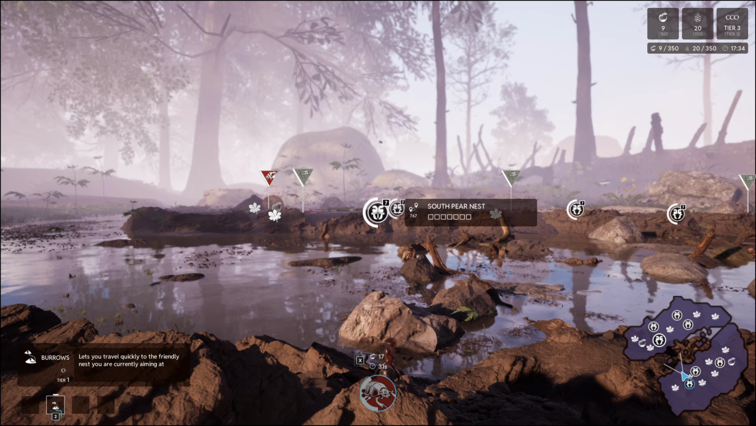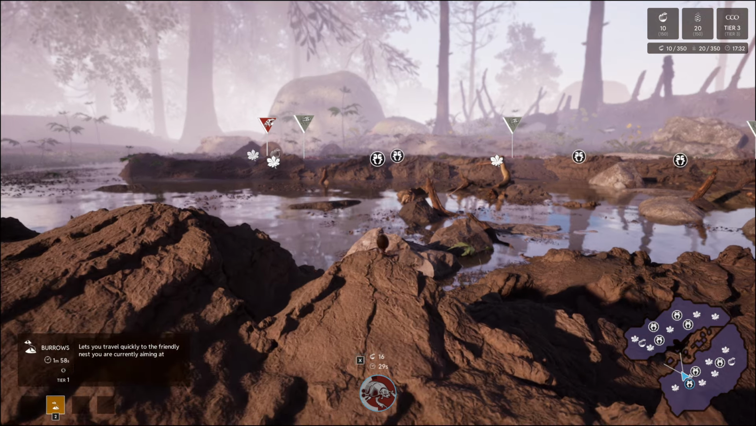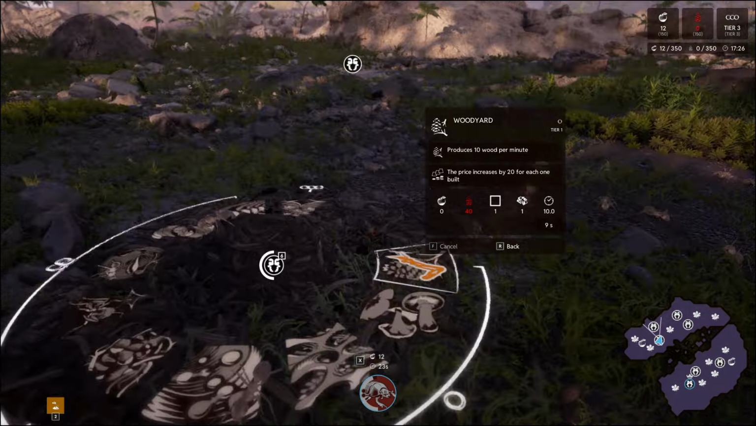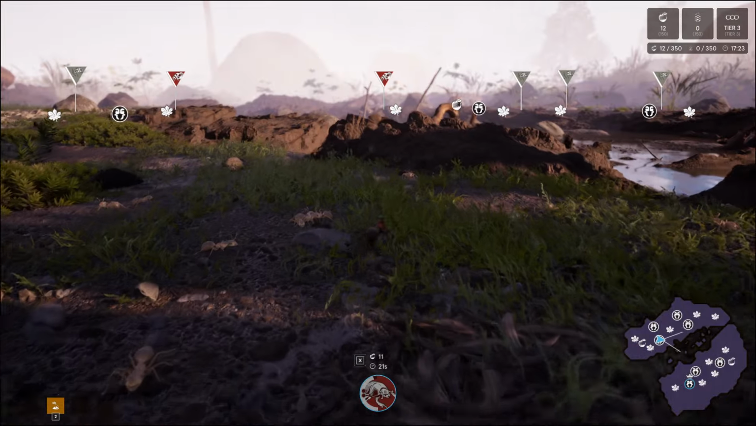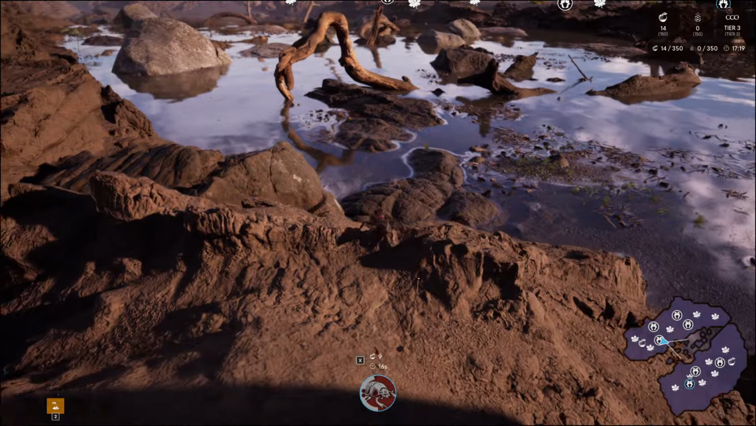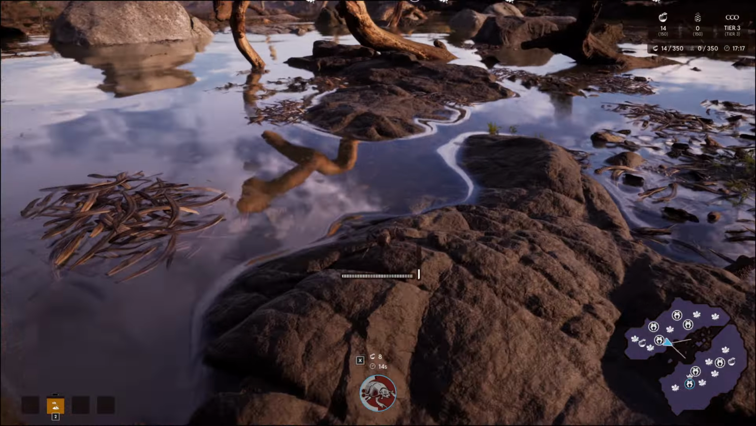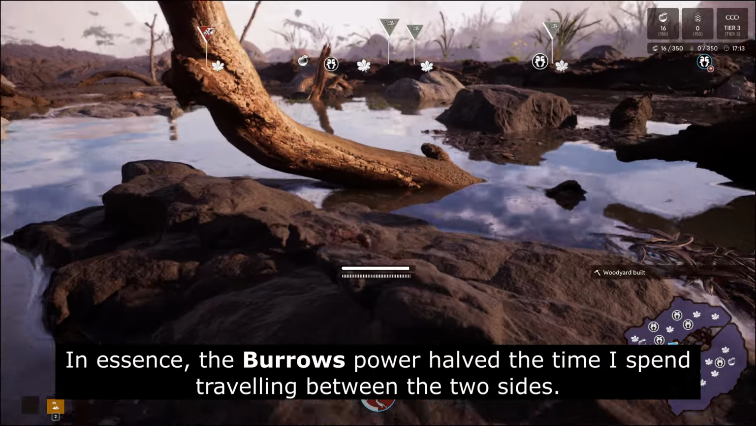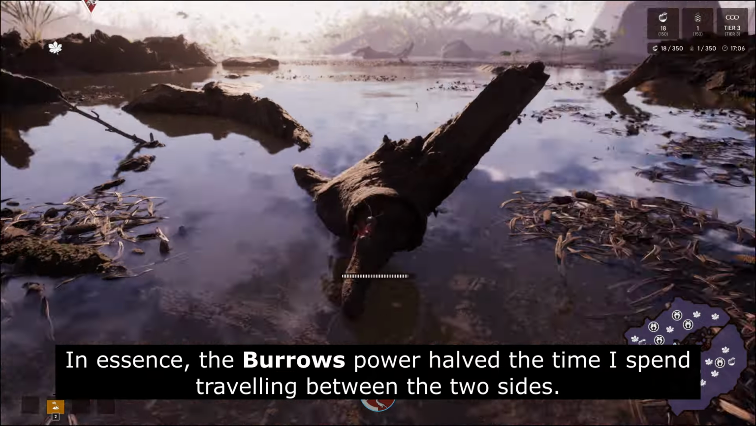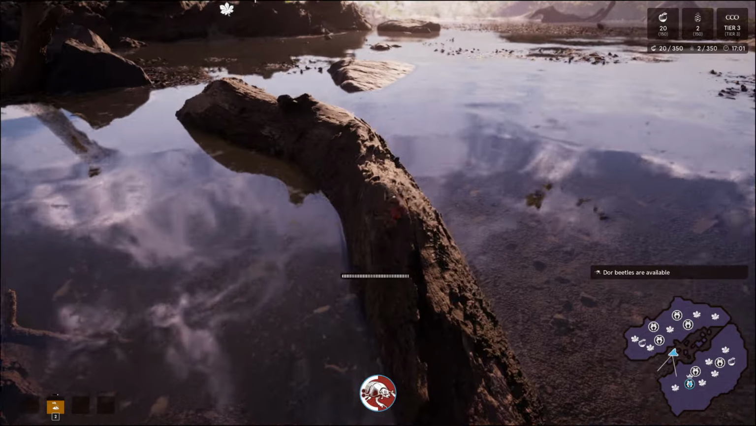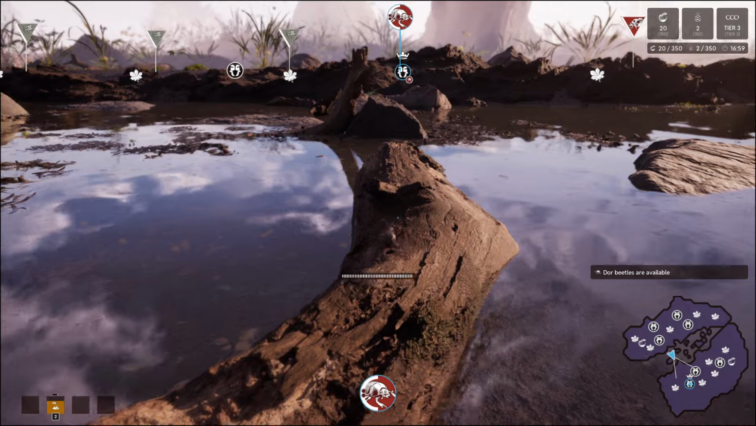I'm just going to quickly fast travel to that side. It's going to take me 20 wood to make a wood yard right over here, just so that we can get some more wood as we go along as well. Now, of course, I need to actually run along back to where we were, but it does reduce the amount of time I spend walking between the one side and the other. Because as you can see, this is quite a treacherous environment to walk. There we go, door beetles are ready.